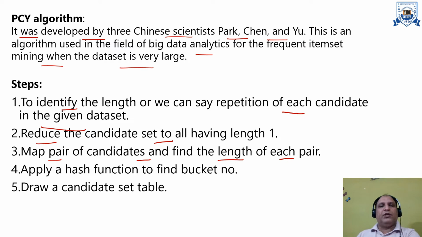Now we will try to find the frequency of the candidates which are occurring frequently. Fourth, apply a hash function to find the bucket number. Now we will apply the hash function which maps the candidate pair to a particular bucket number. And fifth one is to draw a candidate set table.